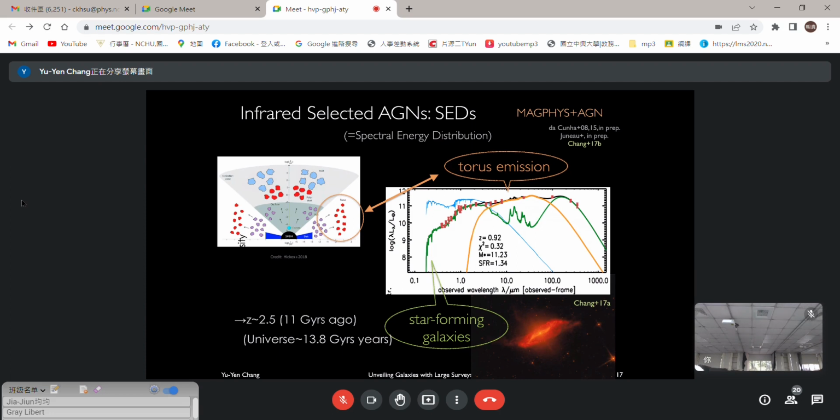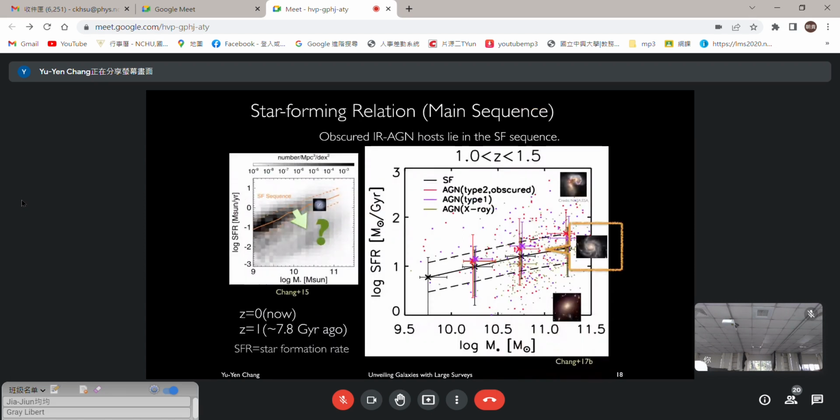We did this SED fitting for the whole COSMOS field, a deep field. Then we are able to tell whether AGNs are different from other normal galaxies. As a result, we find that our obscured infrared AGNs are about the same as the star-forming galaxies, which means they are on the star-forming sequence, as you can see on the left side at low redshift.